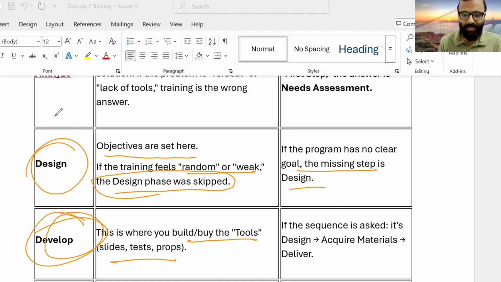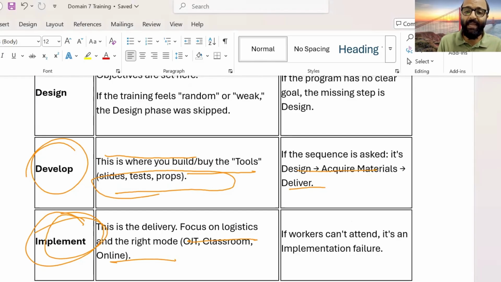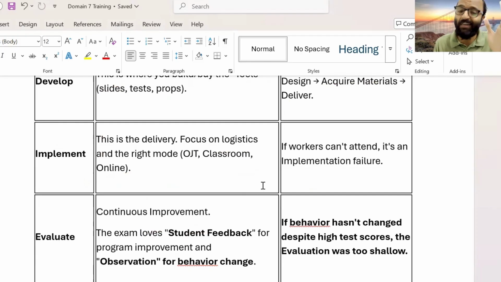That means you are giving the training. Focus on logistics. Then OJT means on-job training, classroom training, what type of training you are giving, that is implementing. And then you are evaluating whether the training program was correct or not, whether it was effective or not. Then you are taking students' feedback.